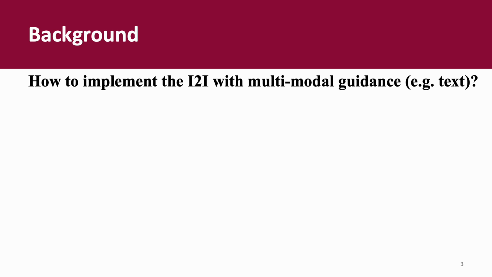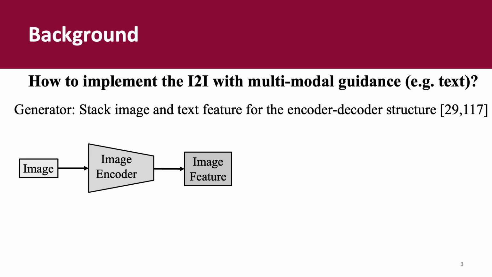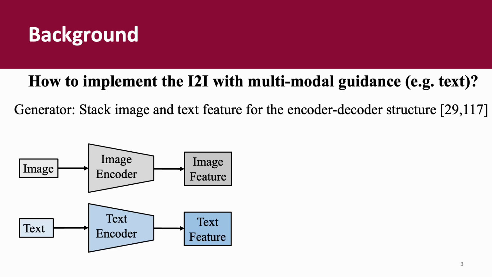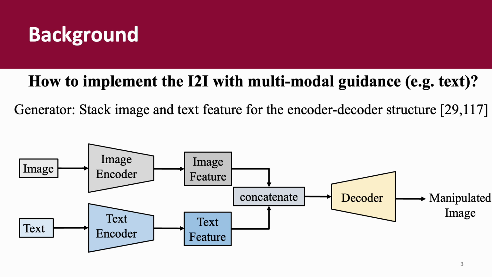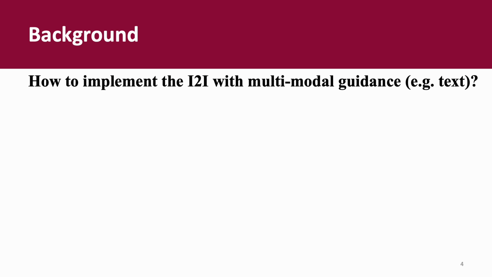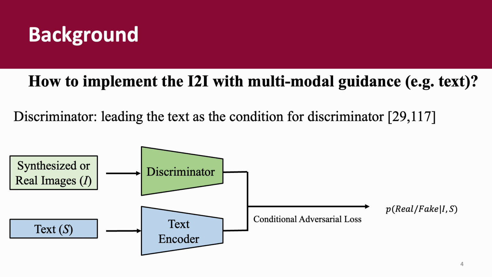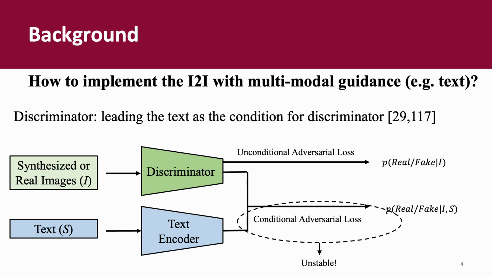Most current works tackle this task in the framework of conditional GAN. For the generator, those methods often adopt an encoder-decoder structure. They would first extract features for image and text, and then fuse the image and text features. The most common way to fuse is concatenation, and such features are sent through the decoder to synthesize the final output. The discriminator, on the other hand, also takes the text as the condition for its input. In this way, the discriminator can classify whether one image is real or fake based on the condition of the text. However, such adversarial learning with conditional adversarial loss is often proven to be unstable.